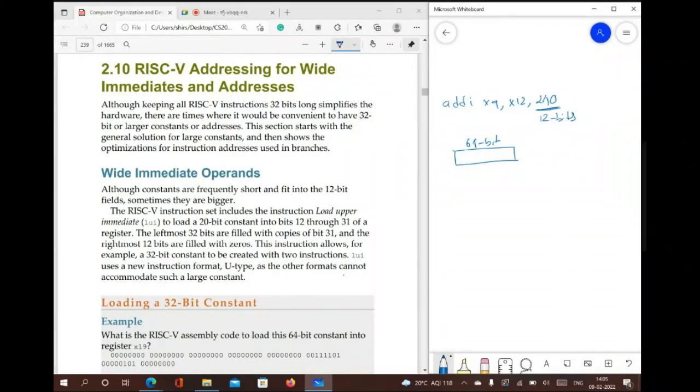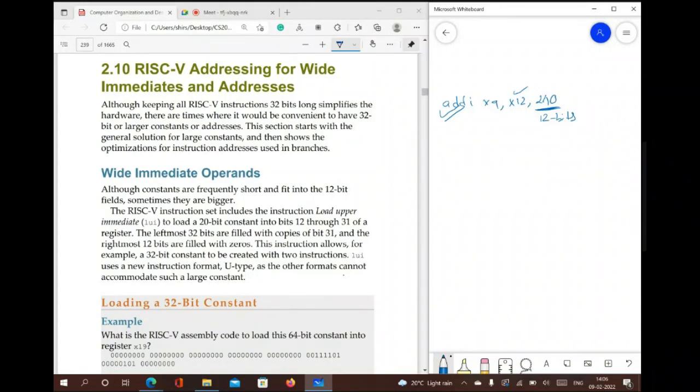So what you are doing with this add instruction is adding the content of x12, which is 64 bits, with this constant, which is only 12 bits. So only 12 bits here will be 240, and all the remaining bits will be 000, or 111, sign extension based on whether it is a positive or a negative number. It means that the constant you can use with this type of instruction is very limited. It's limited to only 12 bits.